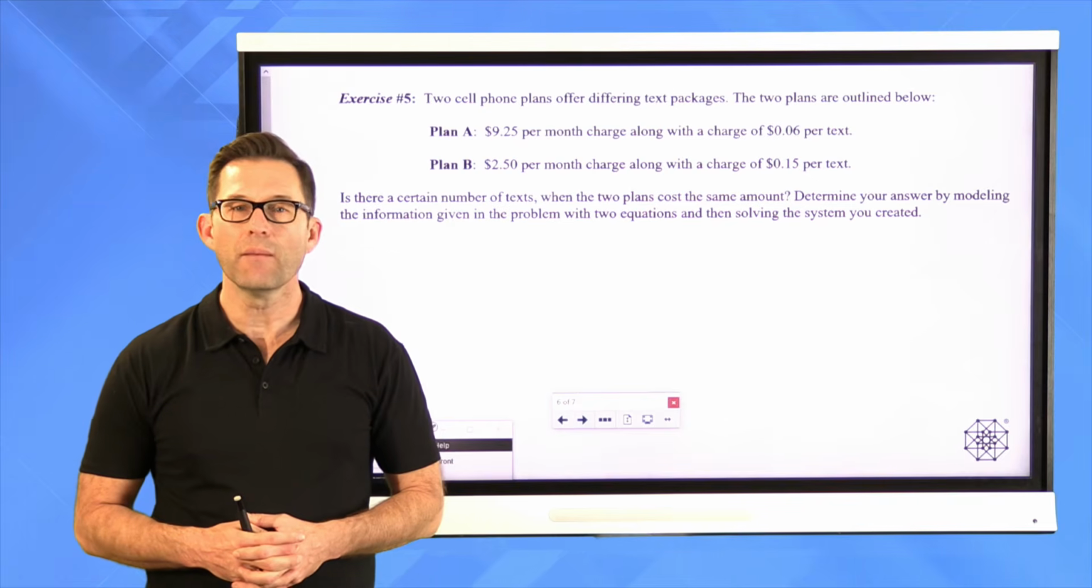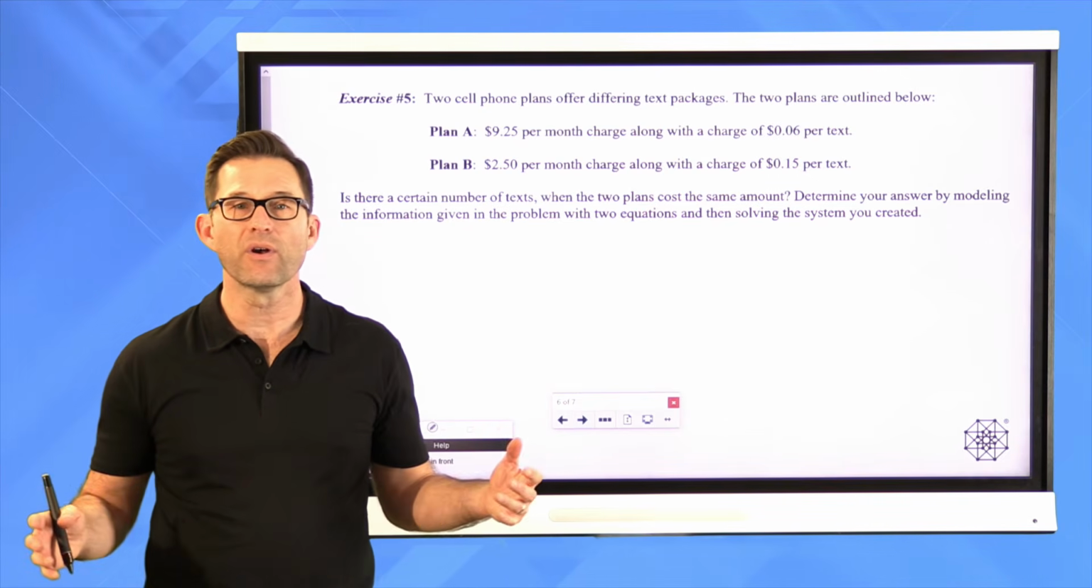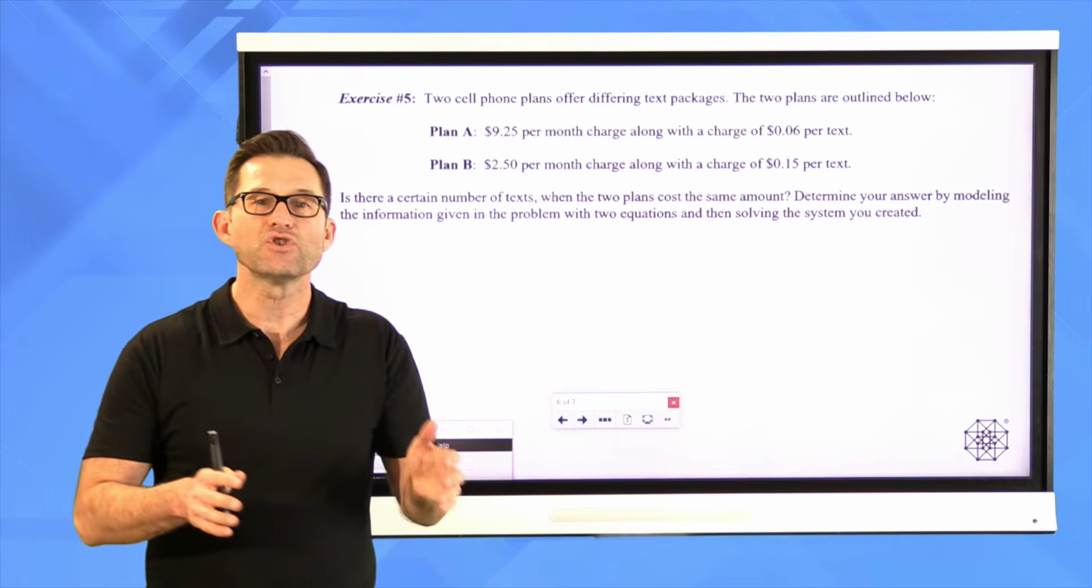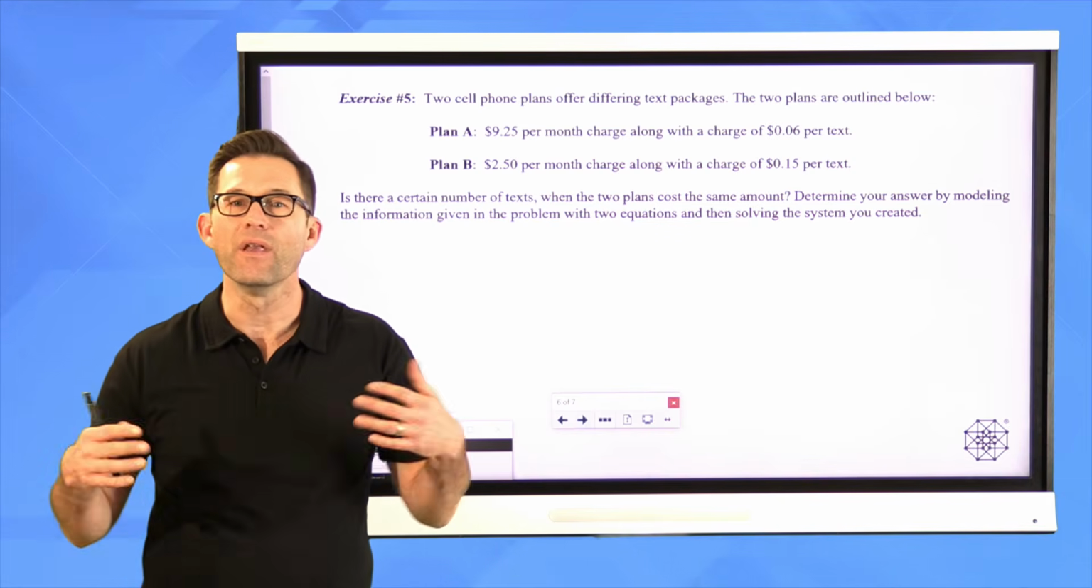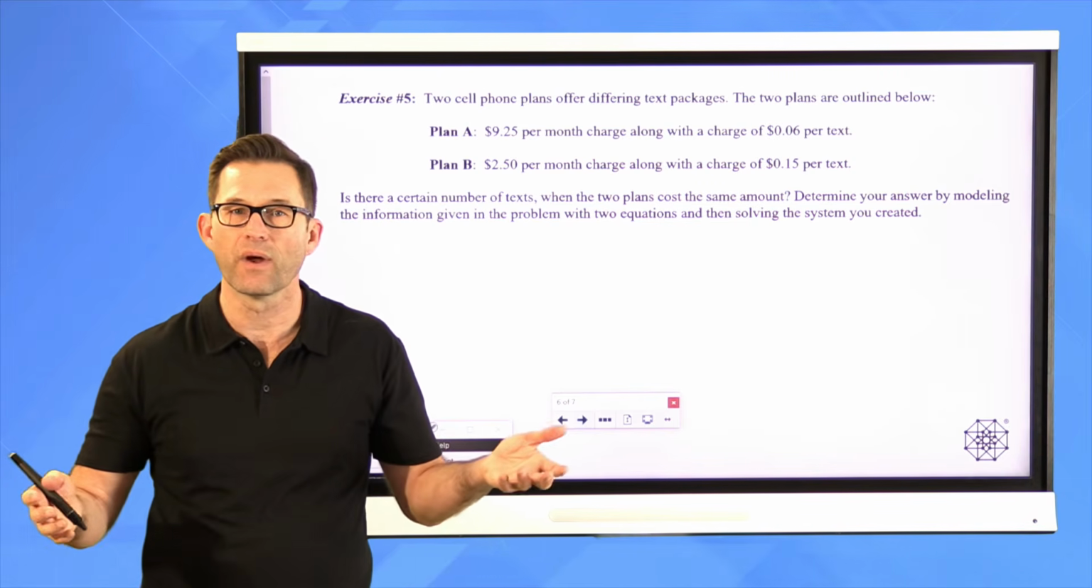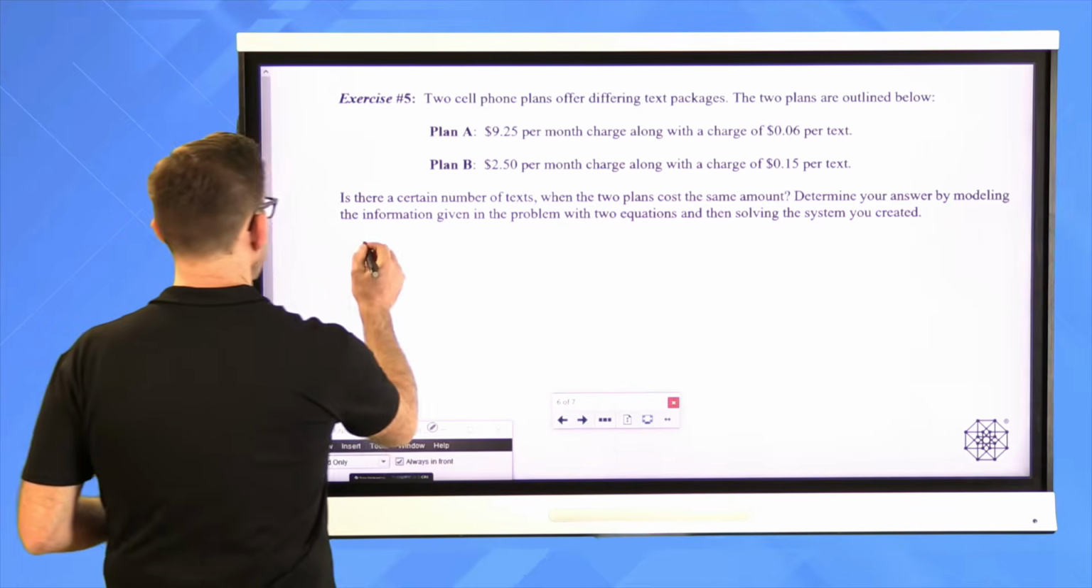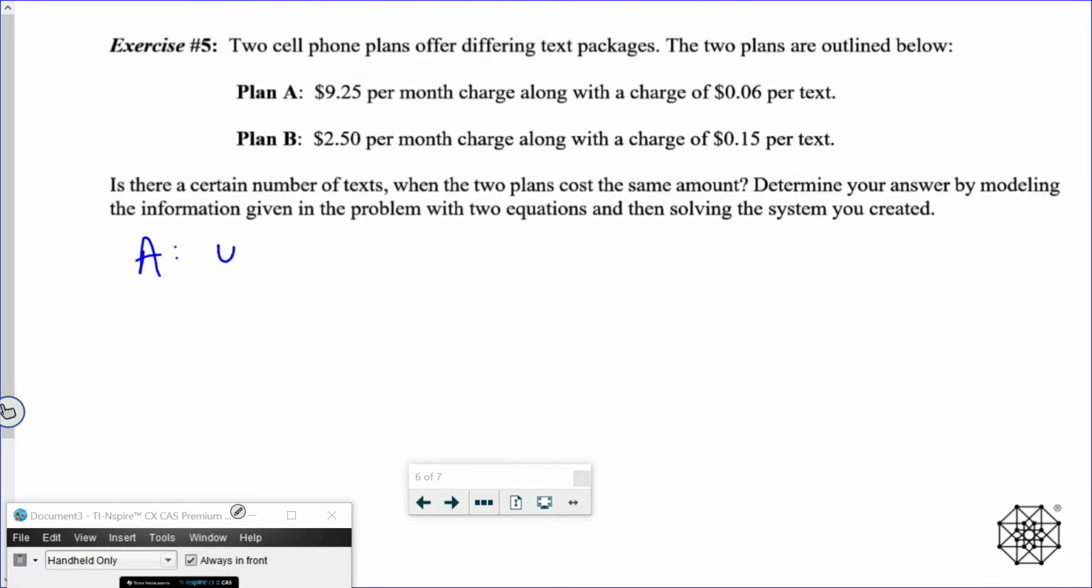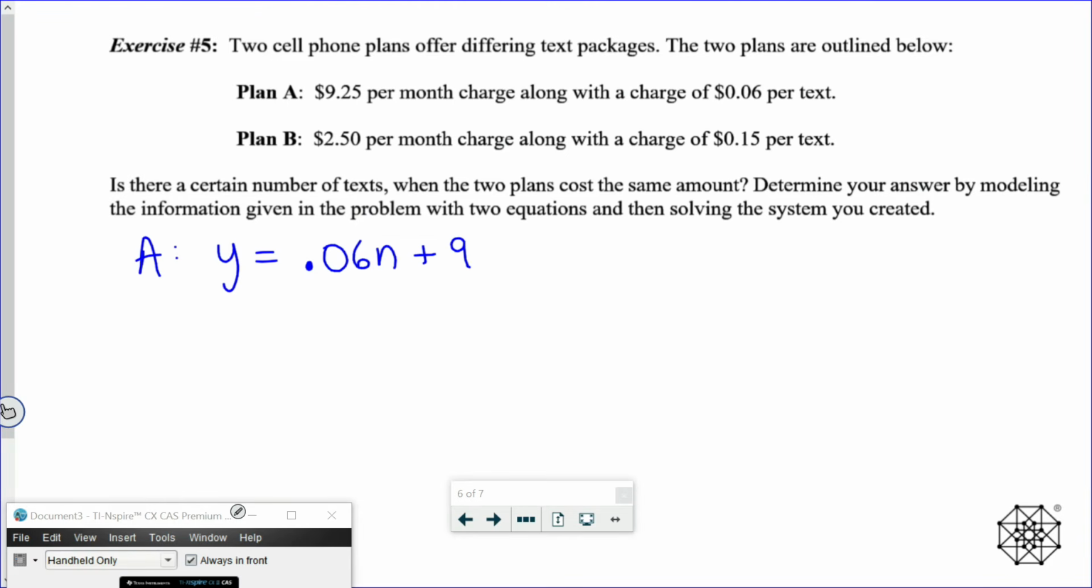So let's come up with equations, and they're going to be pretty easy, that model how much each plan costs based on the number of texts that are sent, right? So for plan A, it's pretty simple, right? The amount that we are charged is going to be what? Well, for every text sent, maybe I'll call it n for the number of texts, we're going to be charged 6 cents, so 0.06 times n. But then we've got that set monthly charge of $9.25.